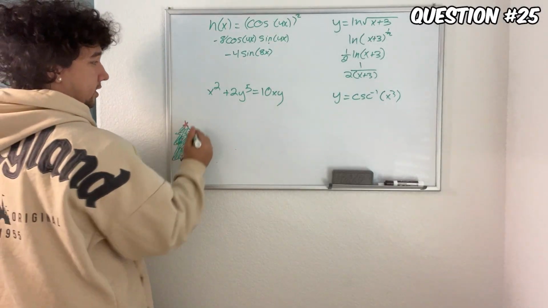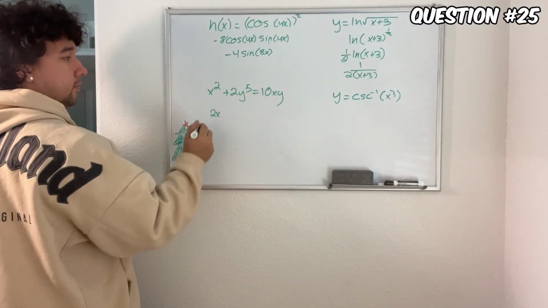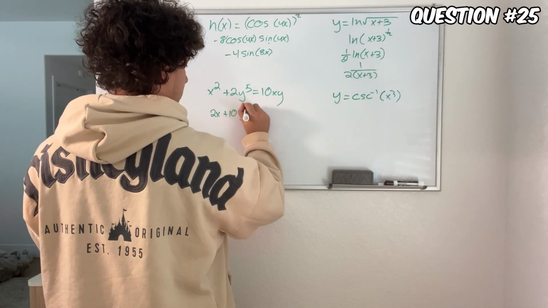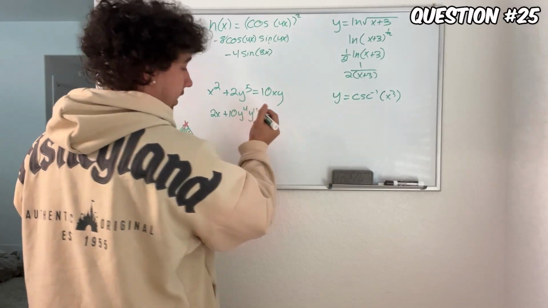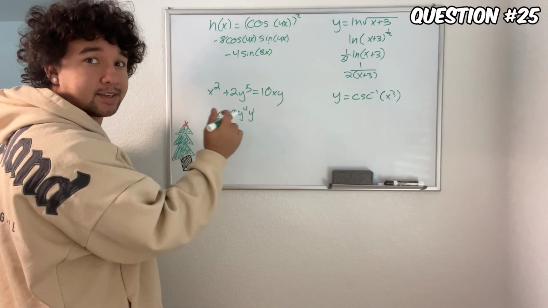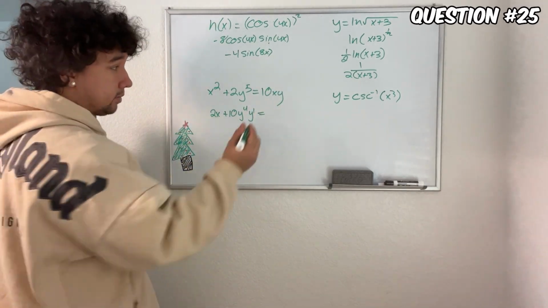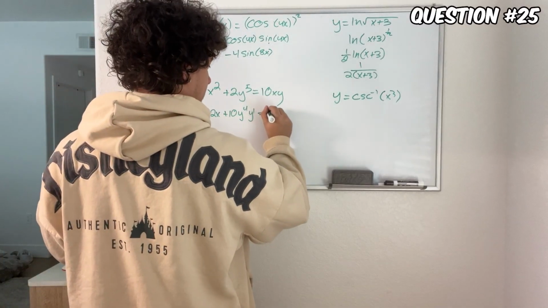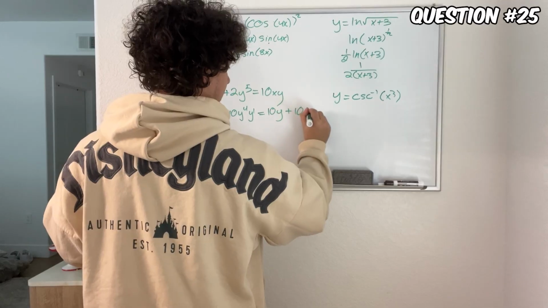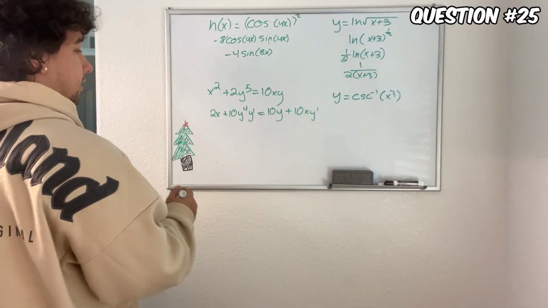So I'm going to take the derivative of x squared, which is 2x. I'm going to take the derivative of 2y to the fifth, which is just 10y to the fourth, y prime. Again, I have to put that to show that, hey, this is technically the derivative of y with respect to x. It is a chain rule. Equals 10xy. Well, that is product rule. I have two things multiplying by each other. So 10y, that's the derivative of x, plus 10xy prime.